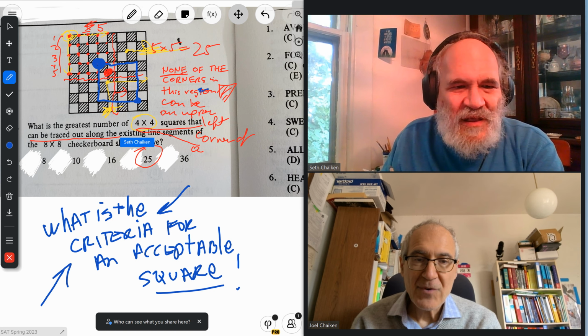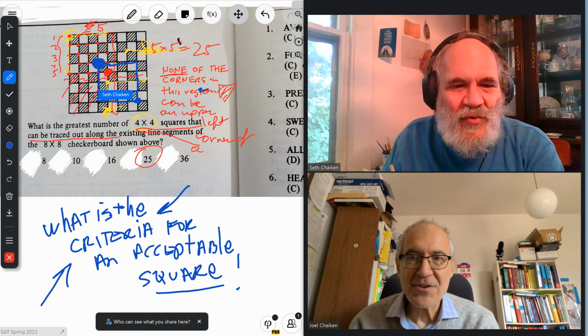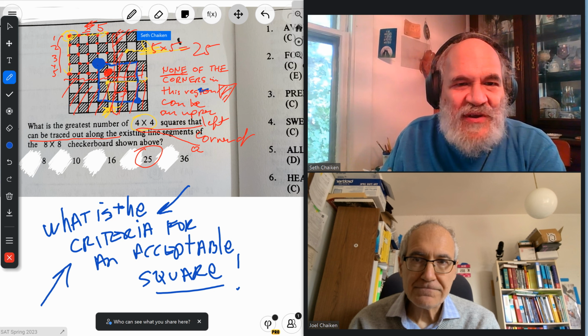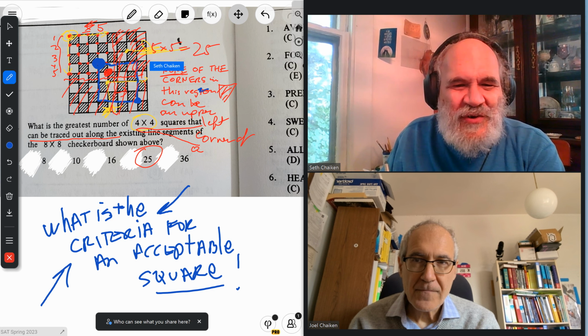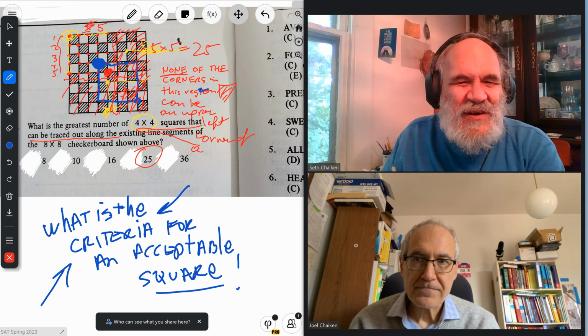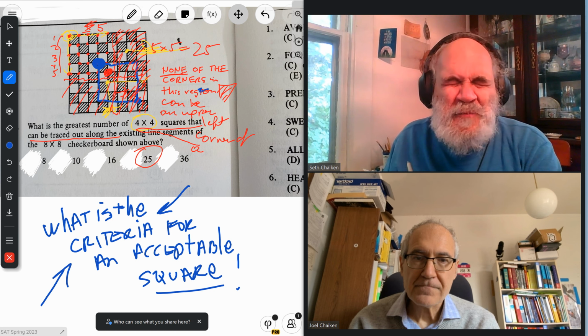Once you realize that, then you just count the number of possible corners. So what I did was figure out the region where the corners are excluded. Right. And then figure out the number of corners in the region that's outside of that region.